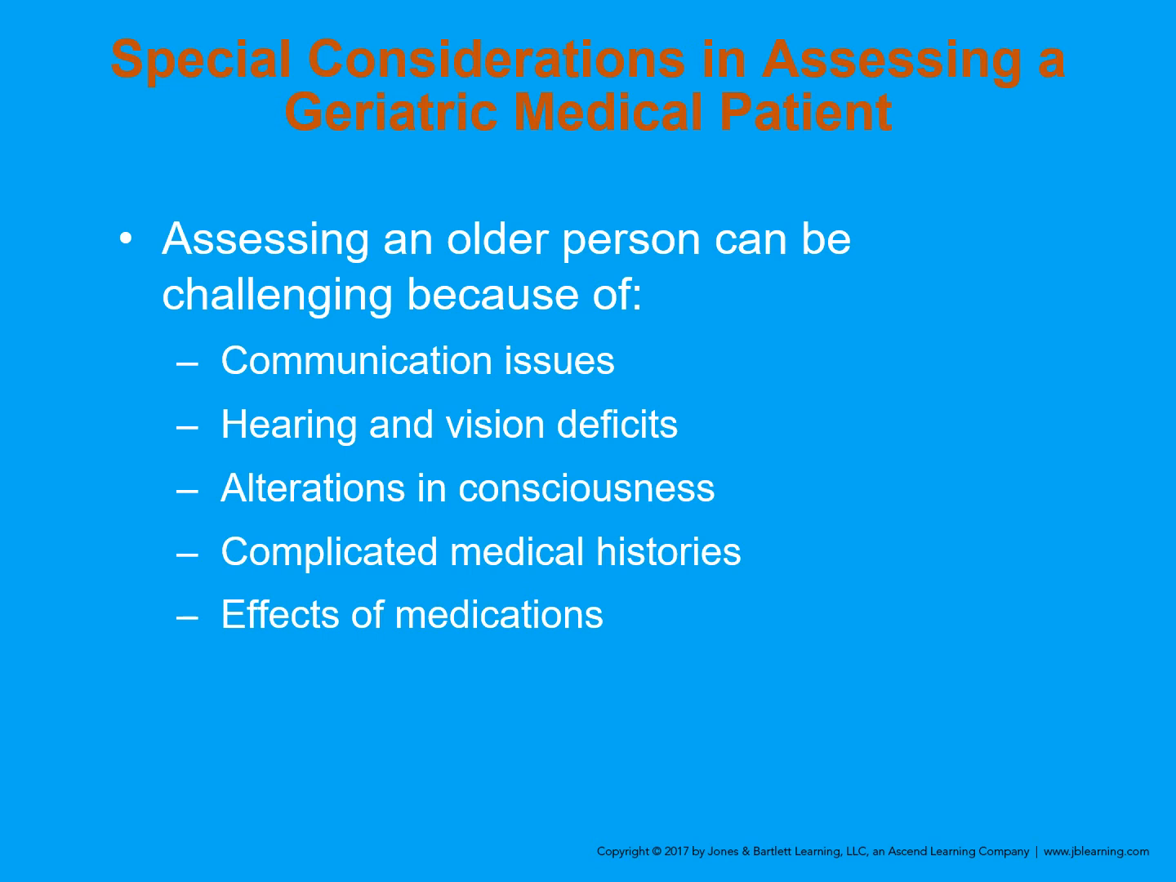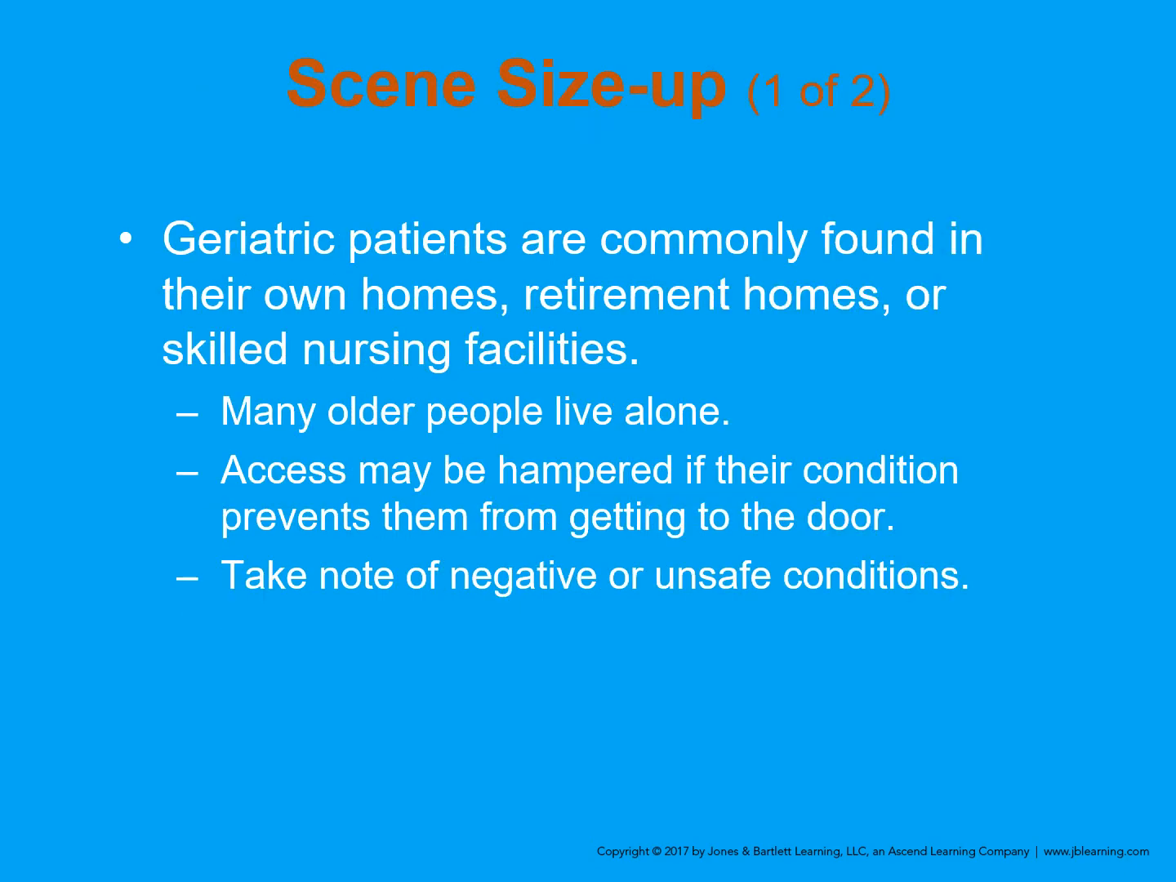Can they see? If they can't see, you need to really communicate using your voice. You need to make sure that you explain everything that's happening. Alterations in consciousness, they might not be quite with it at their baseline, so that's normal for them. It's not the sign of an acute medical condition. They're just always kind of loony. Complicated medical histories, multiple surgeries, multiple organ problems, heart problems, lung problems, and the effects of the medications. All things that are going to make it harder to assess your patient.